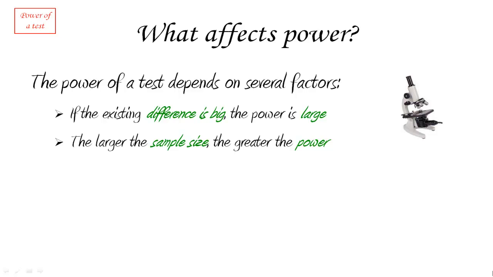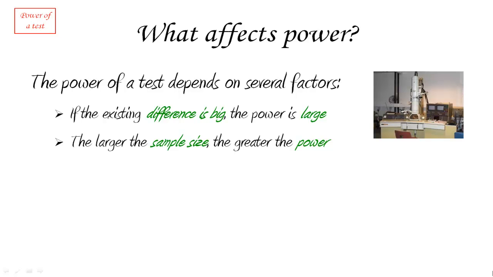And therefore we're going to be able to see differences that we may not have been able to see with a magnifying glass. And if that is not even enough, then we may need to rely on a really big sample size, which would correspond to something like this, which I'm not sure if you have seen before, but it's an electron microscope.